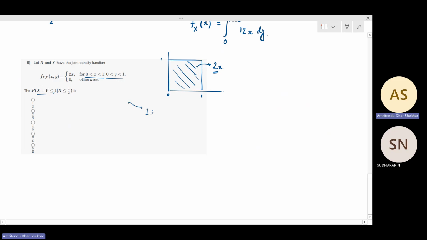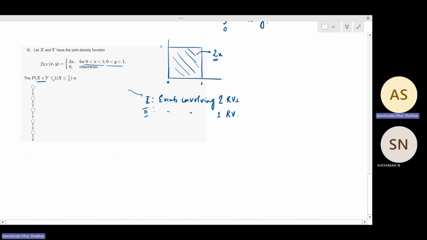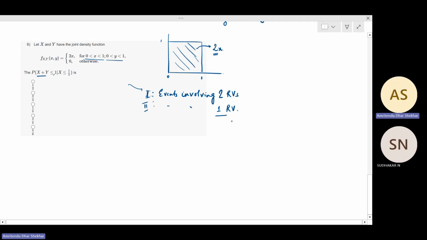The first kind of event involves the two random variables, and you have a second kind of event which involves just one random variable. For events involving one random variable, this is something we know. In particular, the event X less than or equal to half.